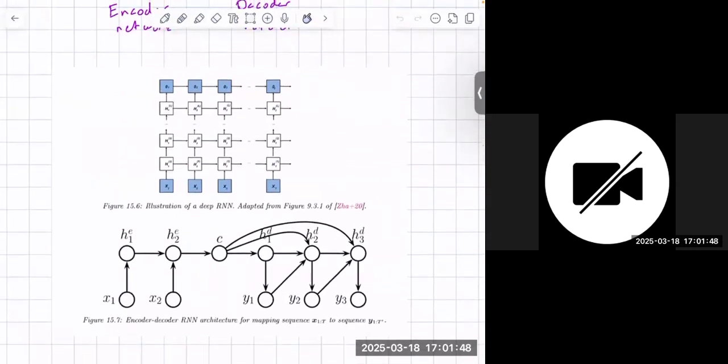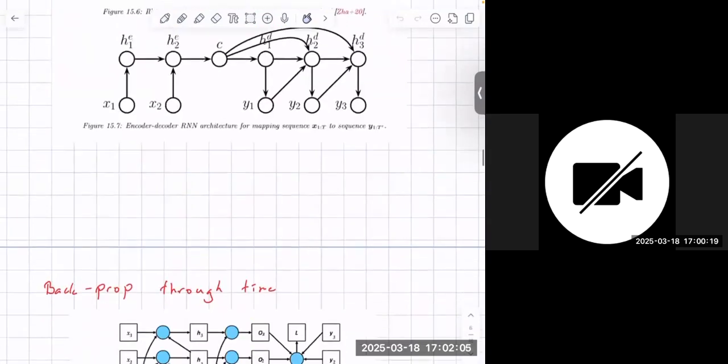Any questions? Jordan, question? No, okay. Yeah, so the picture here you see is this encoder-decoder architecture. The C in the middle is the vector. It goes from sequence to vector, vector to sequence. Okay, let's keep going.